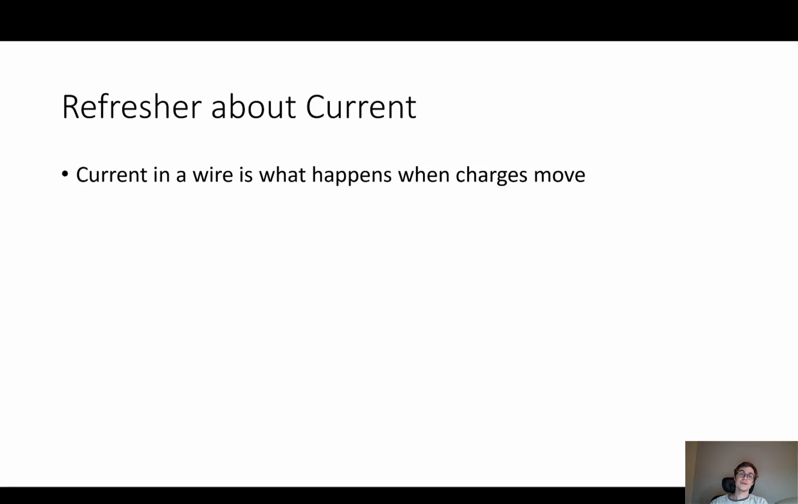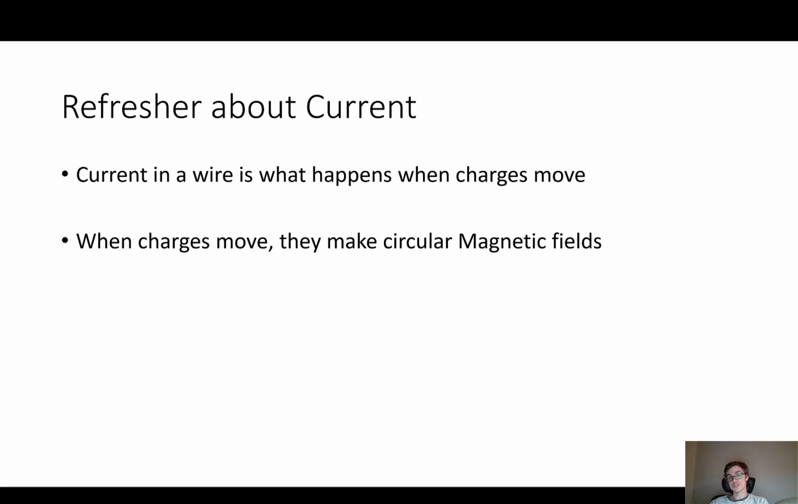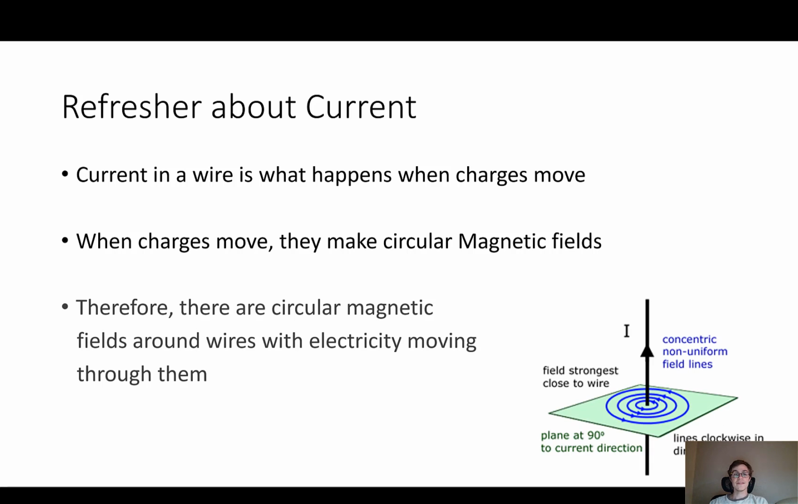Moving charge is called current, and I want to remind you really quickly about current. Current in a wire is what you get when charges move. Now, I just told you that when charges move, they make circular magnetic fields. And this means that there are circular magnetic fields around wires with electricity moving through them, no matter what these wires are powering. So technically, every single wire is sort of an electromagnet because they all create little magnetic fields, but they're not very strong.